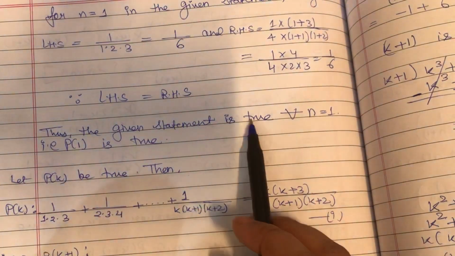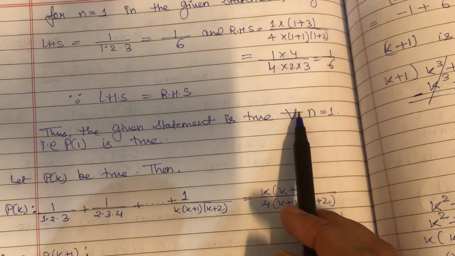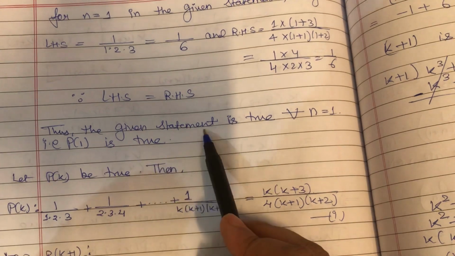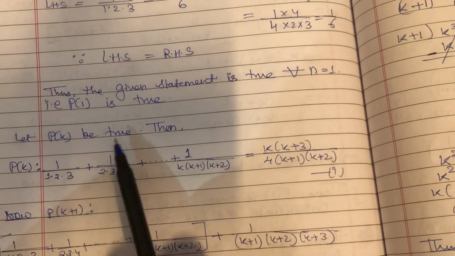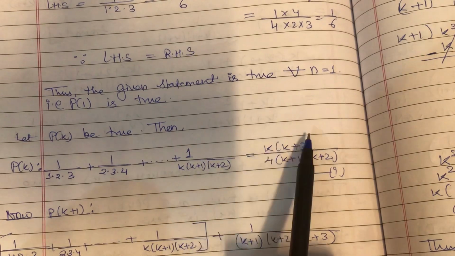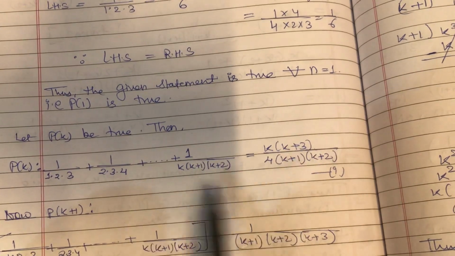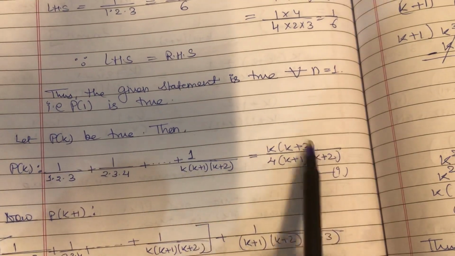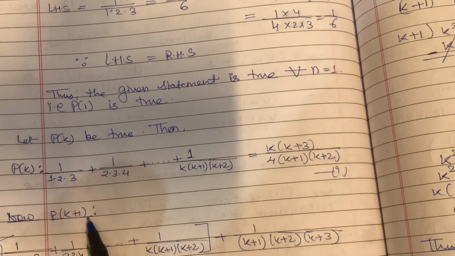Therefore the given statement is true for n equals 1, that is P1 is true. So this is the first step. The second step is that I have to assume that Pk is true. For Pk is true, I'll just replace all the n by k and I'll get this equation, right? Now I have to use this equation to prove that Pk plus 1 is also true.